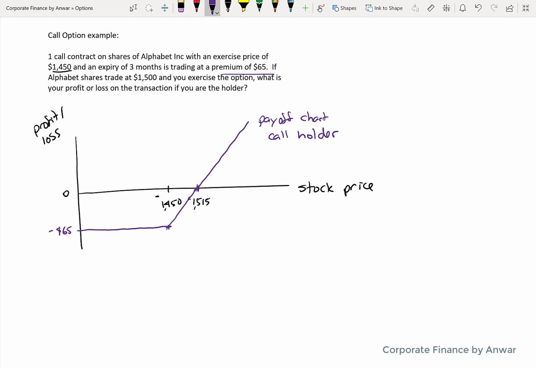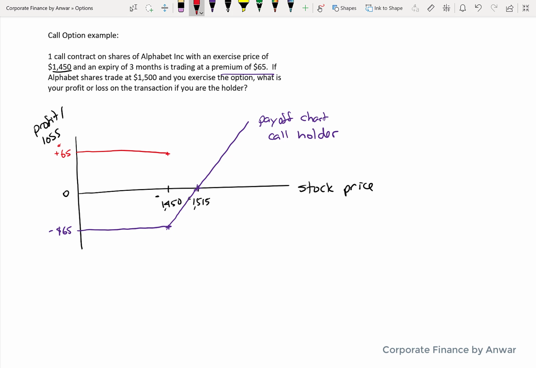And what is the payoff chart for a call writer? It's going to be exactly the opposite. Because a call writer, it's a zero-sum game. So what one makes, the other loses. So at a price where it's not exercised, which is 0 to 1450, the writer gets to keep the premium. So they make a profit of $65.